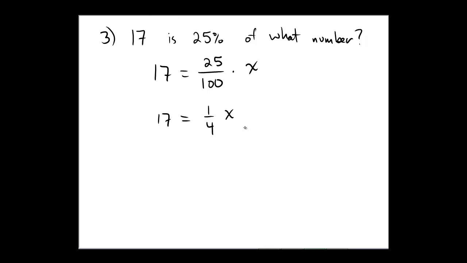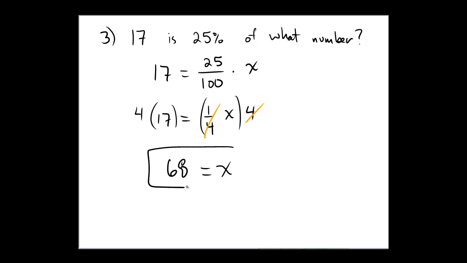Now, to isolate the X, we have 1/4 being multiplied by X, so I'm going to multiply both sides by 4, because that's going to allow me to cancel out the 4 and the 1/4 to leave me with X. And 4 times 17 would be, let's see, 34, 68. That's 68. So the answer to this problem is 68.